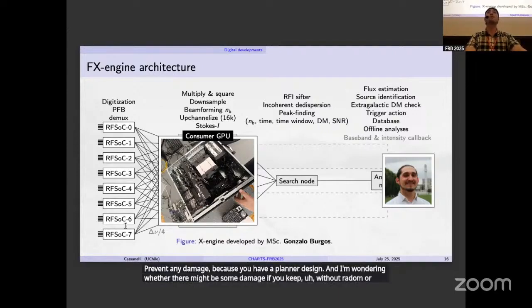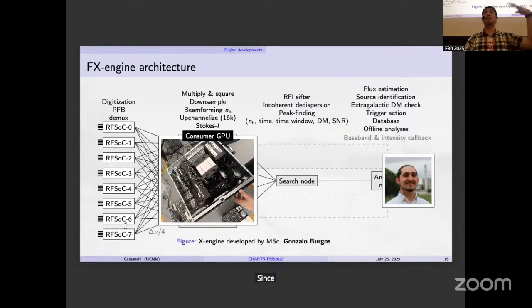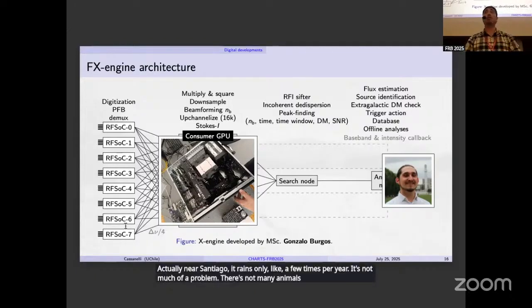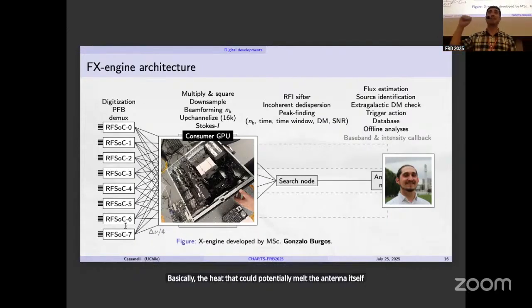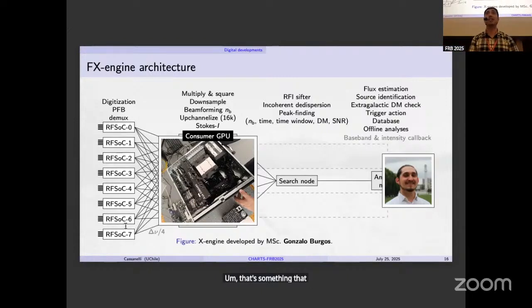Yeah, that's first the question about the antenna. That's definitely something that we're investigating since these antennas are going to be outside in the heat. Actually, near Santiago, it rains only a few times per year. It's not much of a problem. There are not many animals as well. So the only thing that could happen is basically the heat that could potentially melt the antenna itself. So we're testing it, putting it outside, so we see how it behaves during this year, for example. That's something that we're investigating.